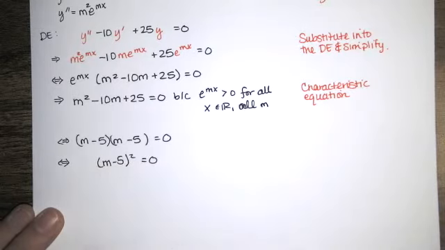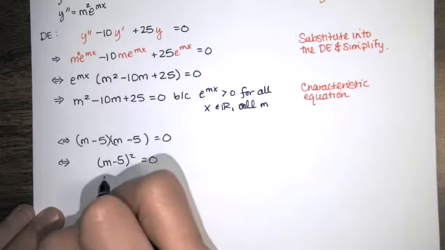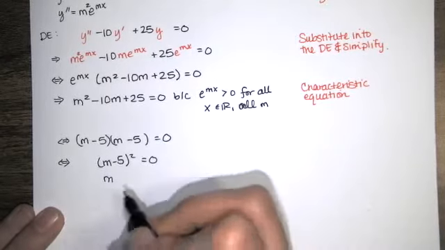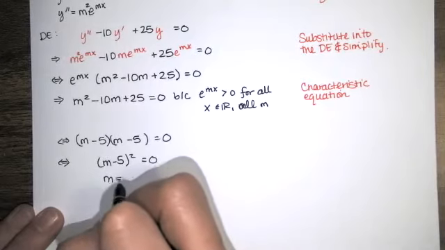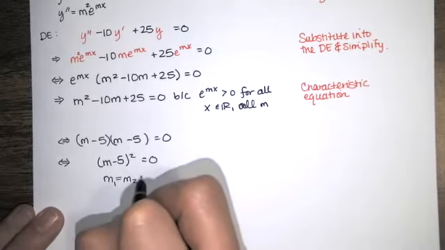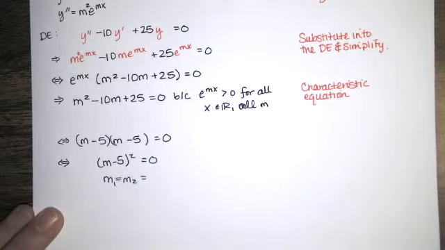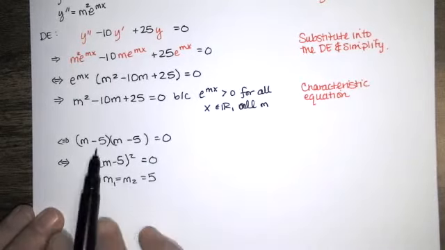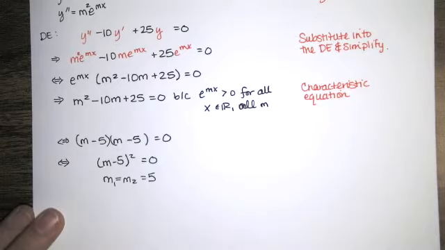So the solution of this equation is m equals 5, right? The only way that m minus 5 squared equals 0 is if m minus 5 equals 0, and that means that m equals 5. But I'm not going to think of it as m equals 5. I'm going to think of it as m1 and m2 are both equal to 5, because I've got two factors of m minus 5 there. So that's a repeated real root.